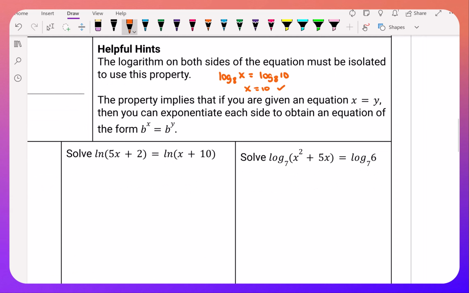You can also do something called exponentiate. I don't think you're going to have to do that in Algebra 2, but if you know that one thing is equal to the other, you can raise them to a power using the same base.